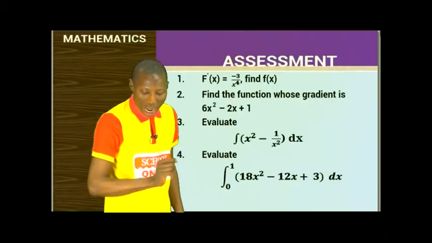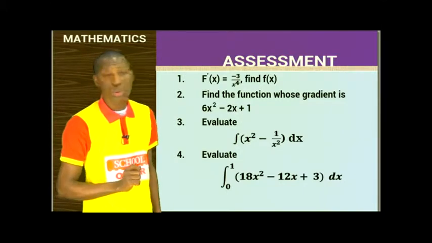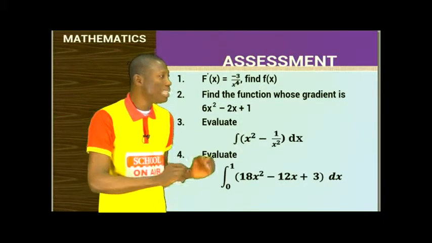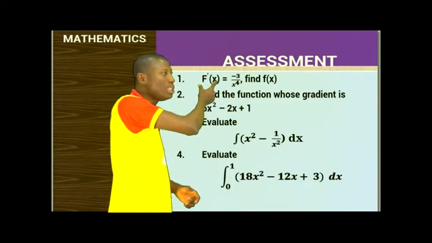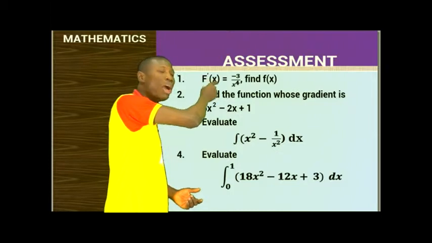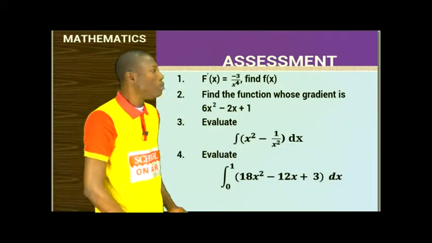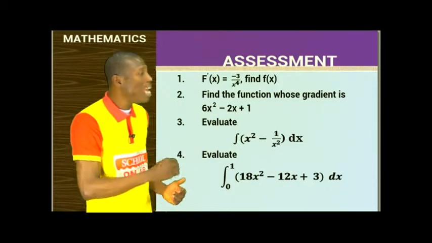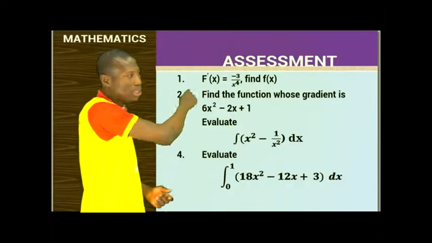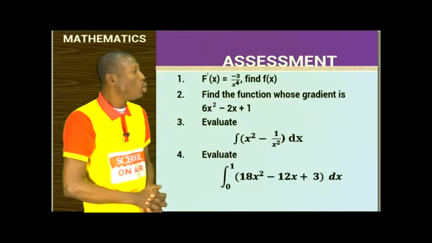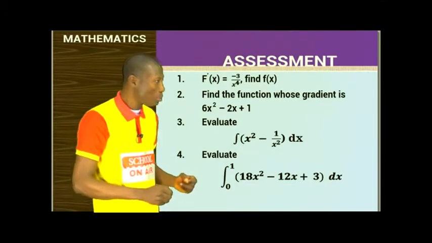Now I want you to lay your hand on these assessment questions. I have 4 questions. The first question says f prime of x, that is the dy/dx, which means this function is a differentiated function, is a gradient, is equal to minus 3 all over x raised to power 4. Then find f of x, that is the equation of this gradient. Now the second one, find the function whose gradient is 6x squared minus 2x plus 1.